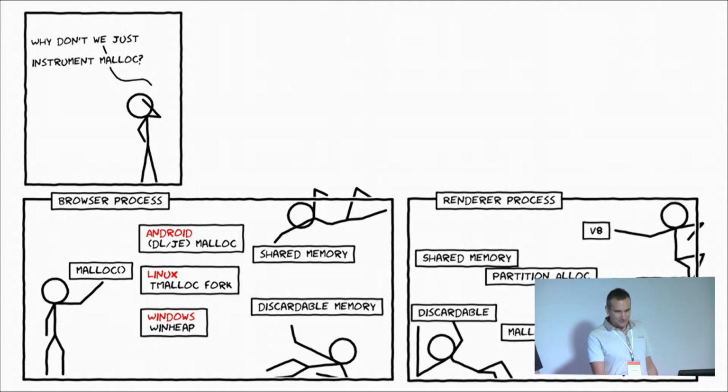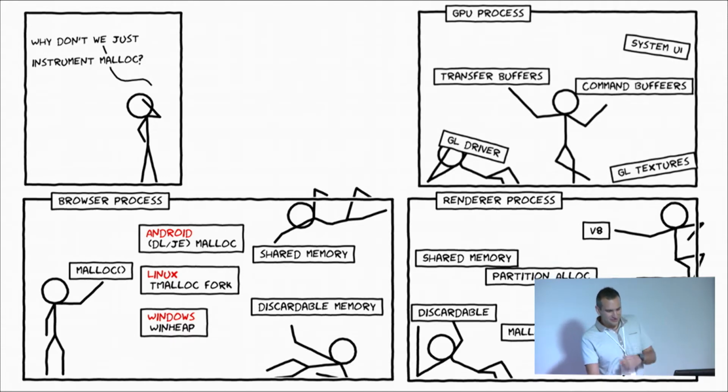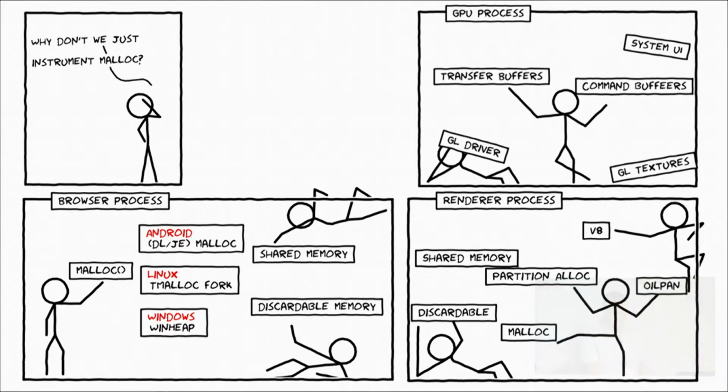And then we get to the renderer process. As you have seen from Haraken's talk yesterday, we have discardable and shared memory, and the content layer uses malloc, and Blink uses mostly PartitionAlloc, but is switching to Oilpan, and in the meantime, we have V8, which does its own memory management. And then we have the GPU process, which has a transfer buffer, command buffer, and you have the GL driver doing all sorts of shady things under our legs, and the system UI doing something similar. So the situation is pretty complex, and we need to rationalize all of this in order to get a full understanding of what's going on in Chrome. And this is essentially the problem that we are tackling here.